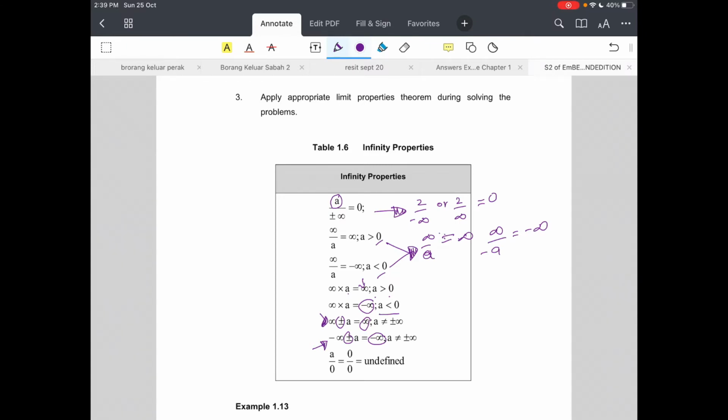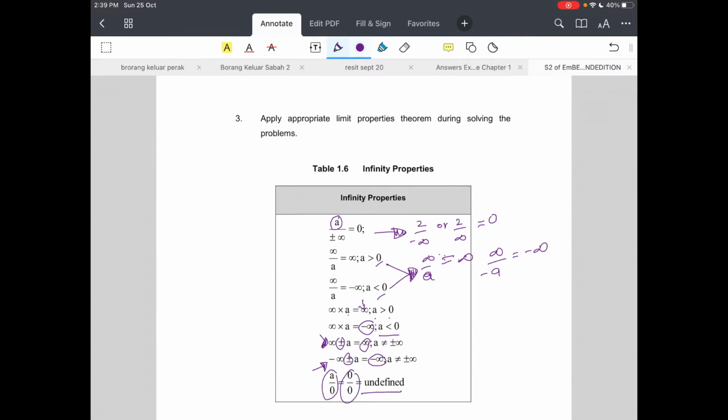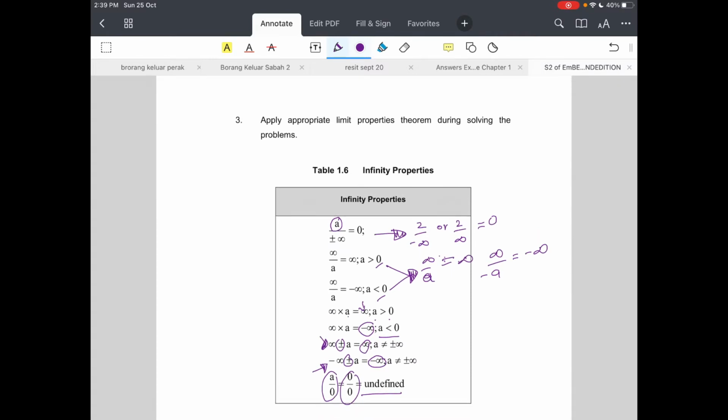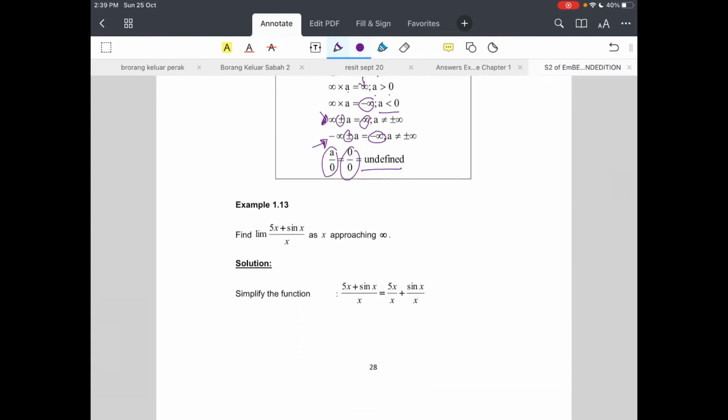And finally, any number divided by 0, or 0 over 0, is undefined. Okay, alright, so these are the infinity properties.